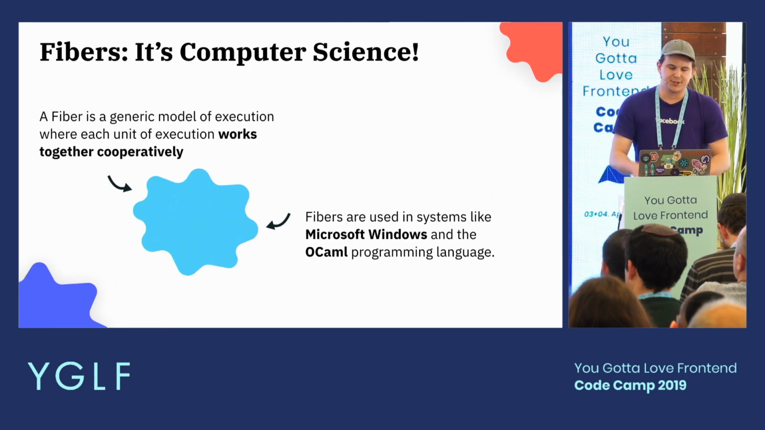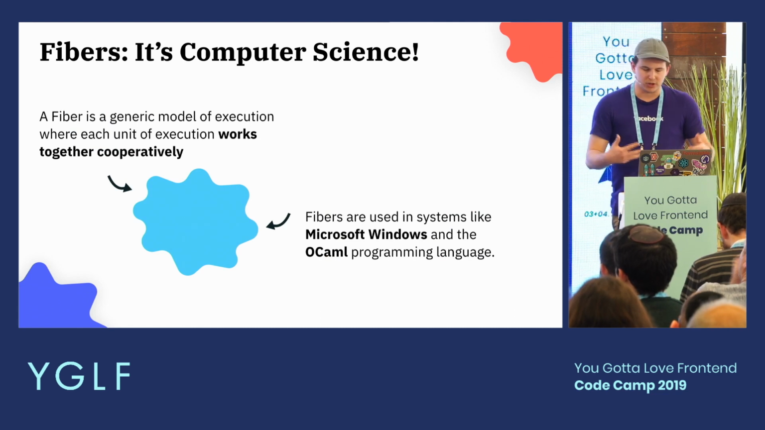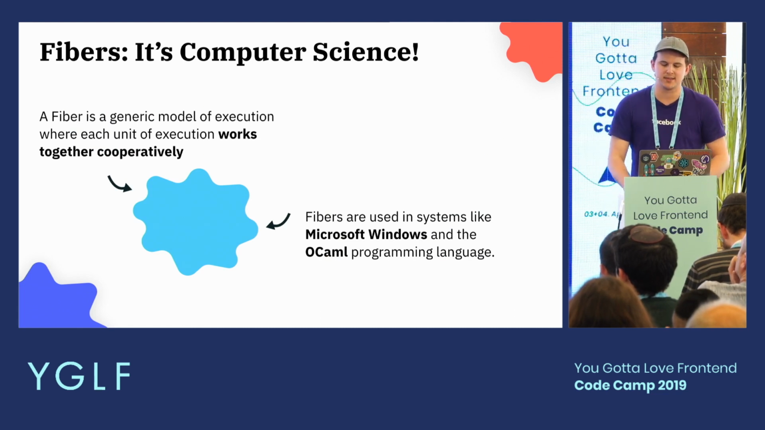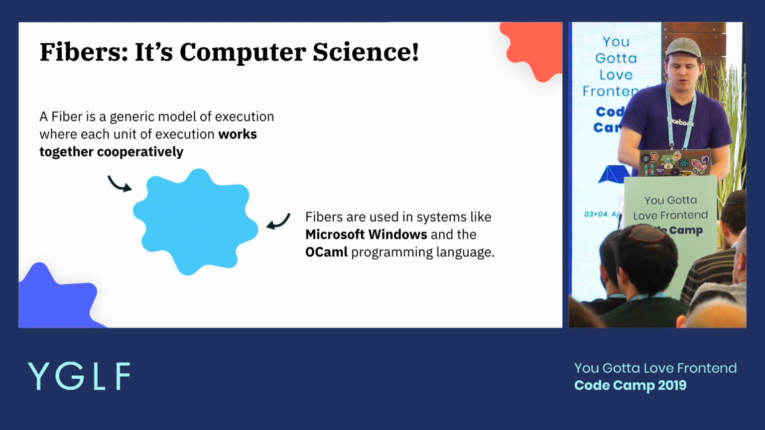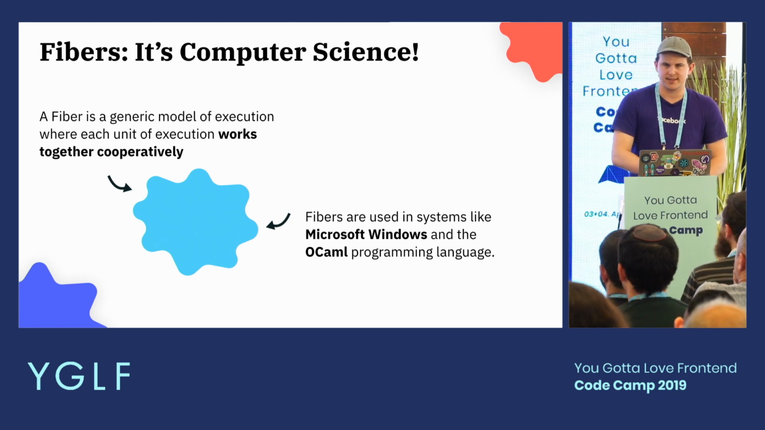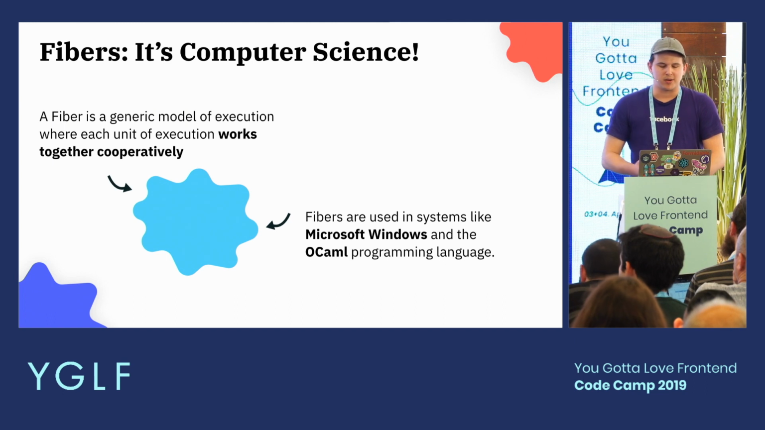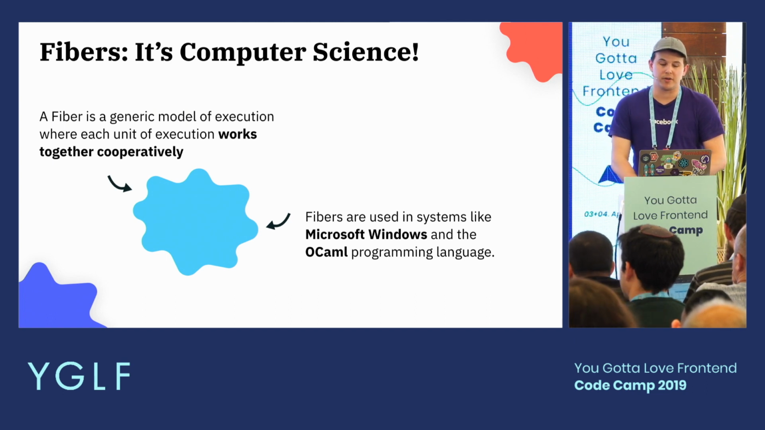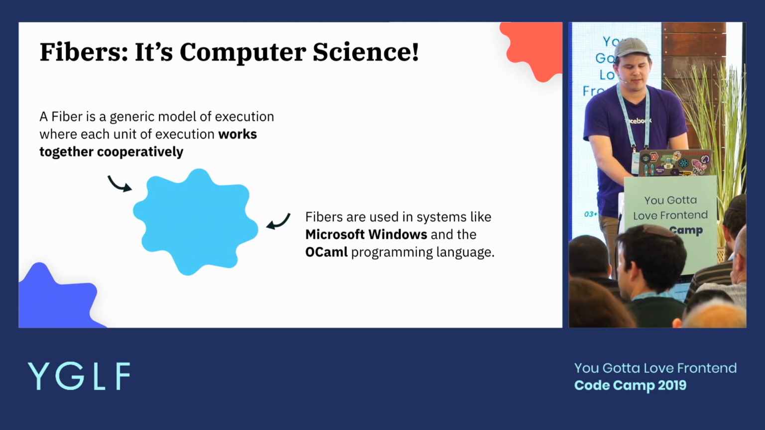A fiber is this generic way to model program execution in a way where each individual unit of work, in our case components, works together cooperatively. And you can think of fibers as something in the same category as threads or processes, if that helps you, but all you have to know is that fiber is all about modeling some kind of program in a cooperative way. And this hopefully makes sense if you think about how we just described fibers in React.